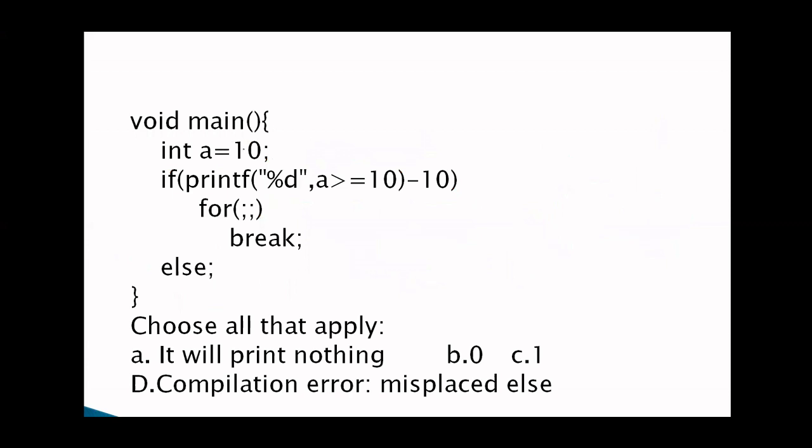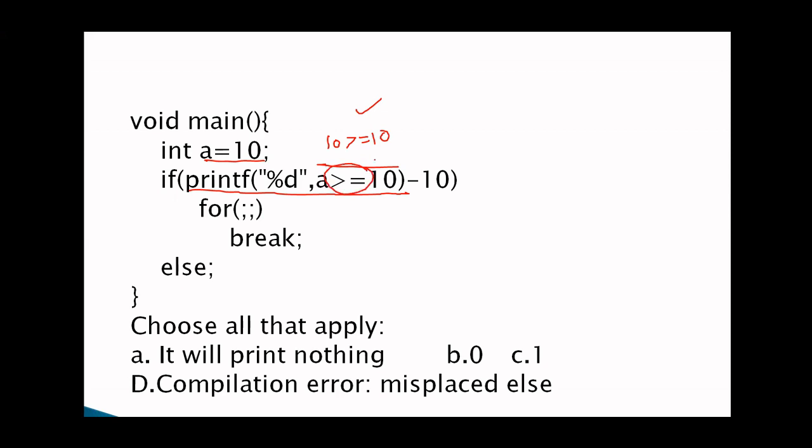Now, A is equal to 10. Within the if statement, I am writing printf percentage d a greater than or equal to 10. First, this statement is executed. What is the statement? We are printing percentage d a greater than or equal to 10, that is 10 greater than or equal to 10. Condition true or false? The condition is true. This is a relational operator.